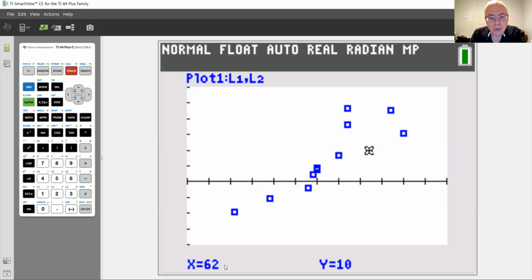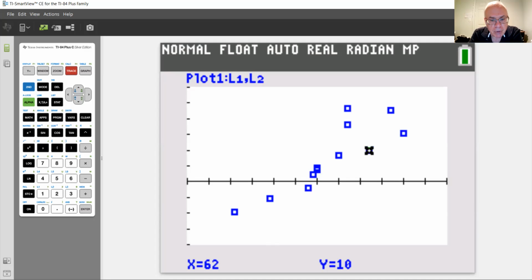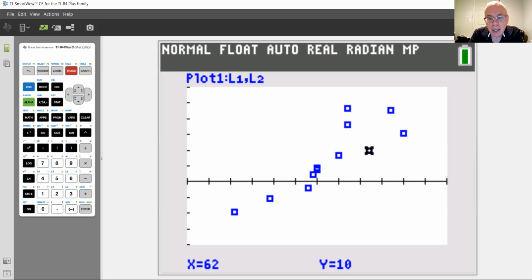All right, so the approval rate of 62, this was the Roosevelt one, and the margin of victory of 10 for Roosevelt, that's this point here, and then you can simply just use your arrow button to take you to the next one. All right, and the next one, and the next one, and the next one. All right.